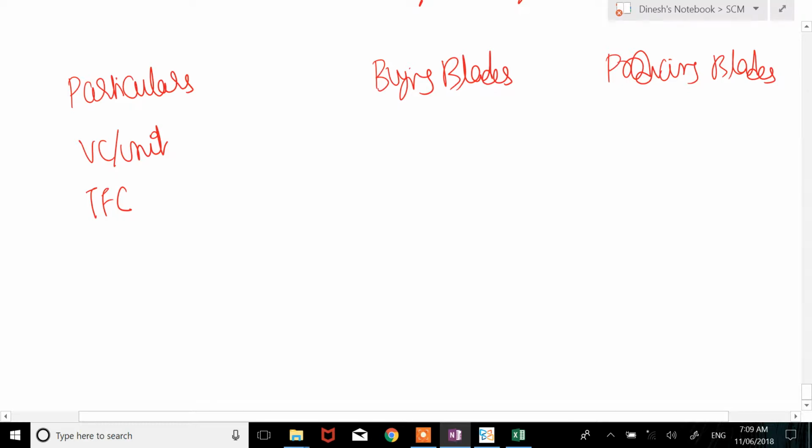When I buy blade, what is the variable cost per unit? When I manufacture blade, what is the variable cost per unit? When I buy, what is the fixed cost? When I manufacture, what is the fixed cost? What is the purchase price of the blade? That's your variable cost per unit for buying blade. Every blade you will have to pay 25 rupees. So 25 rupees is the variable cost per unit.